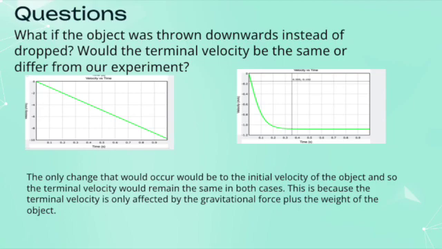Another question could be what if the object was thrown downwards instead of just dropped? Would this lead to the terminal velocity being the same or differ from our conditions in the experiment? The answer to this is that it would only change the initial velocity of the object being thrown or dropped, and so the terminal velocity would remain the same in both cases. This is because terminal velocity is only affected by gravitational force plus the weight of the object. So because those things didn't change, the terminal velocity would remain.